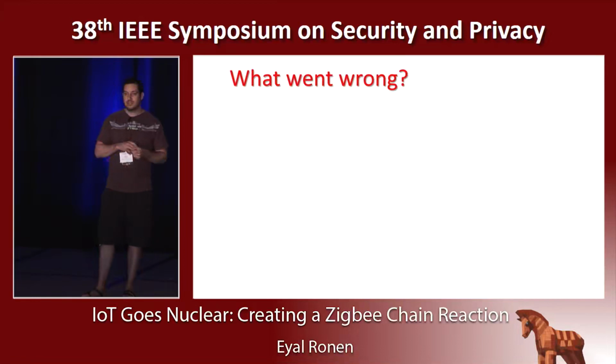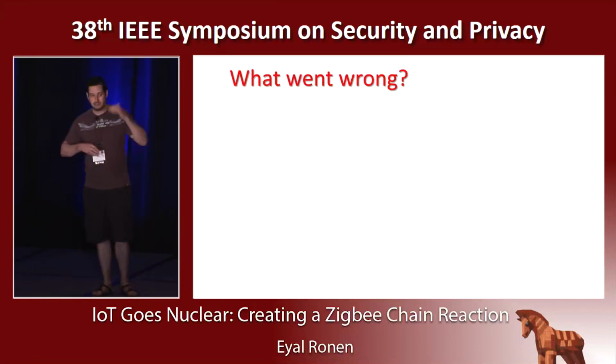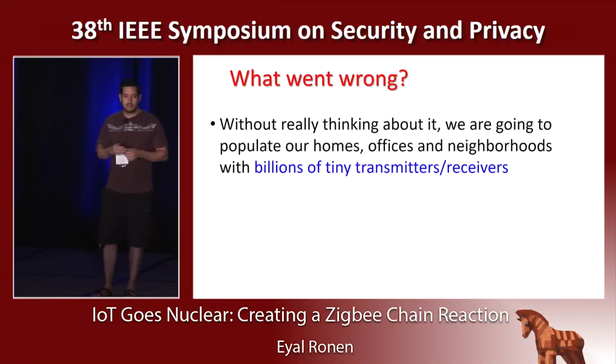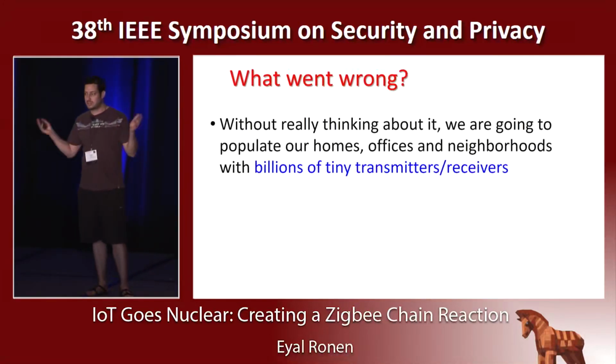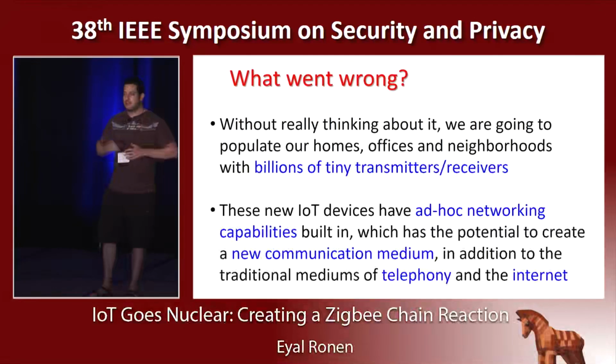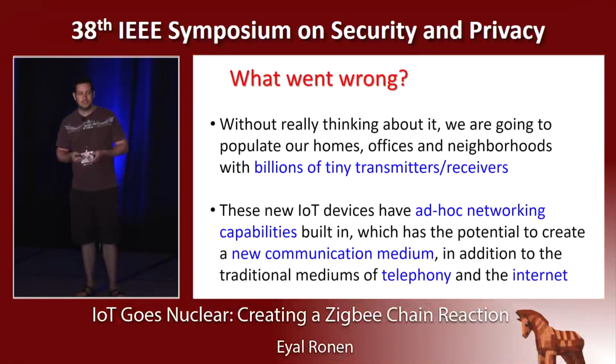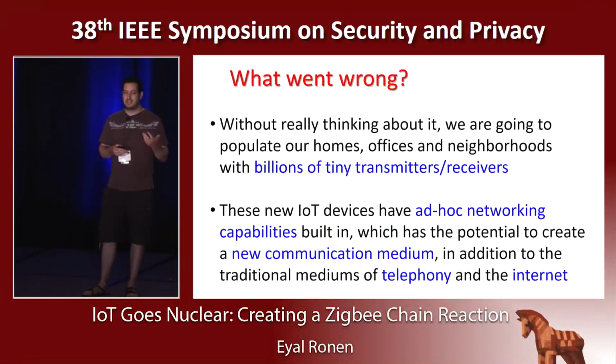Okay, so if we try to look at what went wrong in a more high-level view, with this IoT revolution, we're going to put billions of tiny transmitters all around us. Those tiny transmitters have the ability to create small ad hoc networks. But these ad hoc networks can be converted maliciously to very large area networks and create a new communication medium. This communication medium is currently not monitored and not protected in any way. We need to find ways to make IoT devices more secure, but also secure this new medium that we are creating.